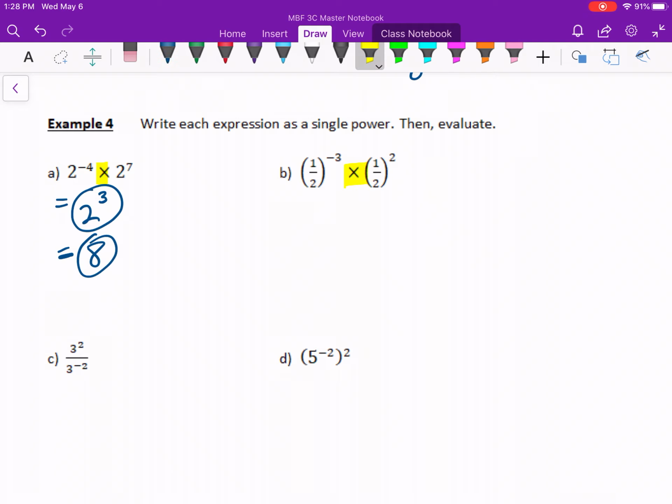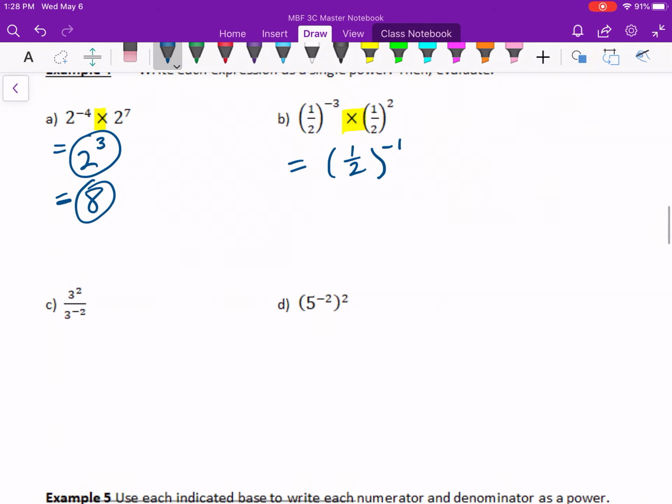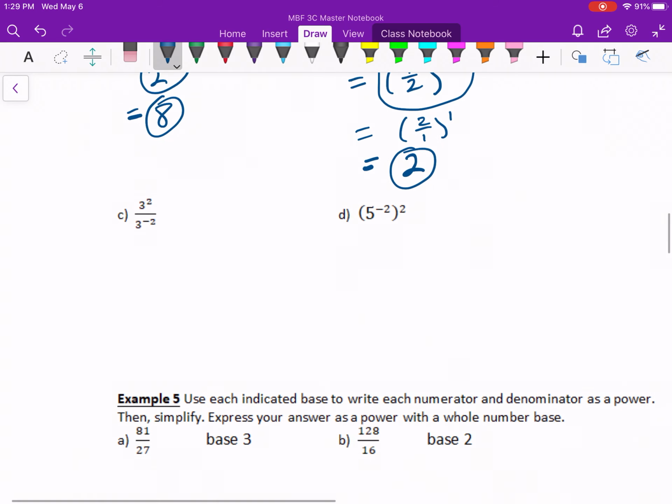Again, we're multiplying, so we're going to add the exponents. So we've got 1/2 is our base. Negative 3 plus 2 is still negative 1. So there's my first part where I've written it as a single exponent. But now I have to evaluate it. So for our fractions, remember what we did is we flipped the fraction, dropped the negative sign. Anything to the exponent 1 is itself. And what's inside the bracket simplifies just down to 2, so that would be the answer there. 2 over 1 is just 2.